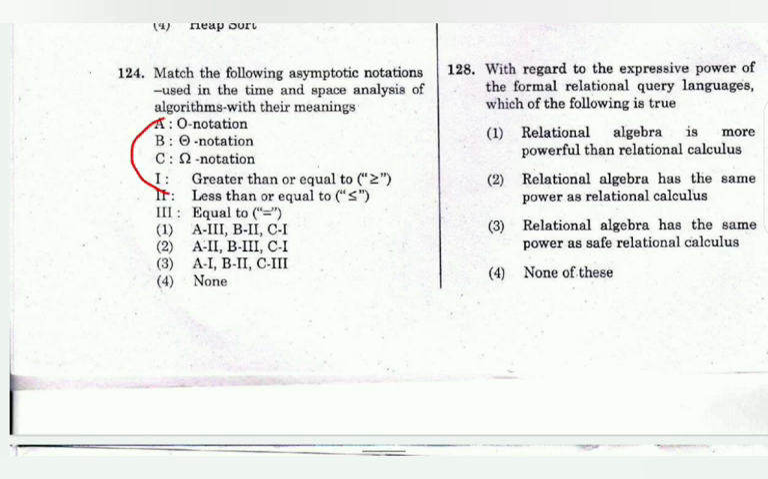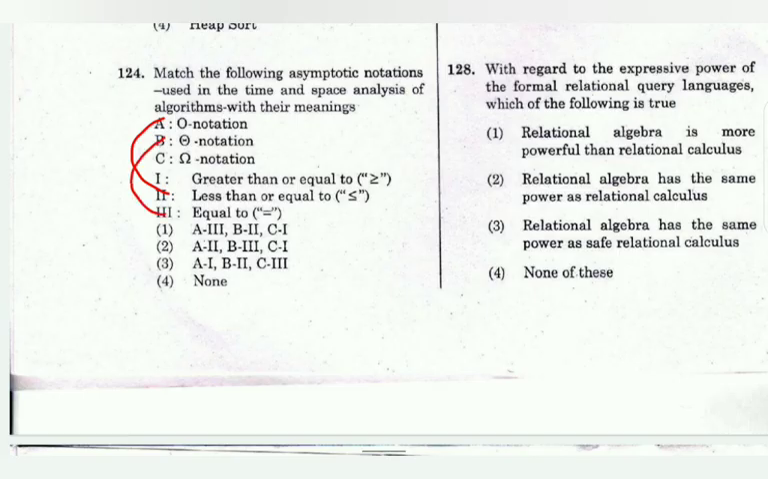Next, the big theta notation. It describes both the upper and lower bounds of an algorithm's running time. It represents the average case scenario. So here theta notation denotes equals to. So theta represents equals to.